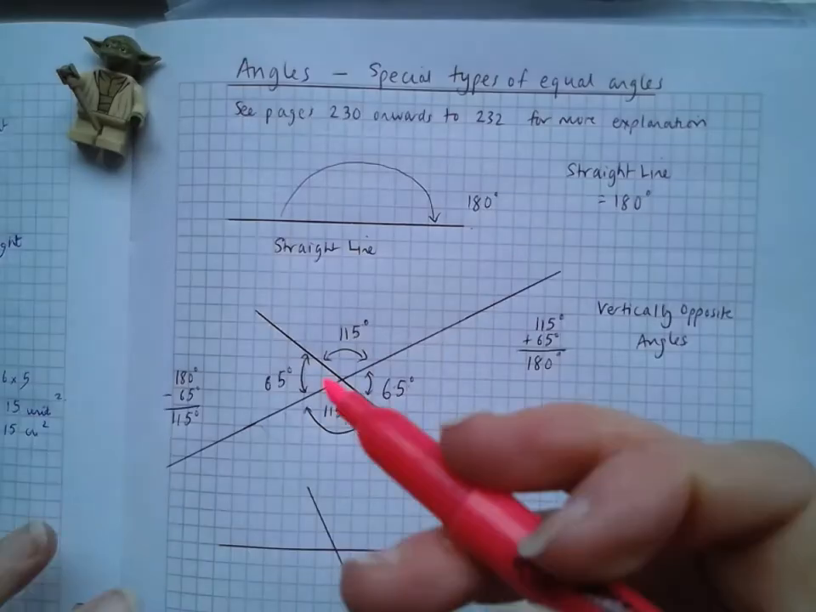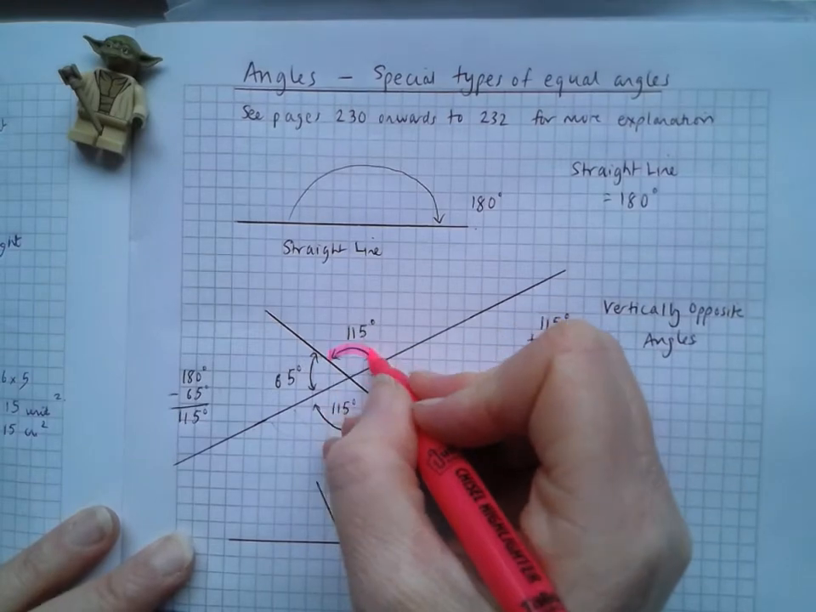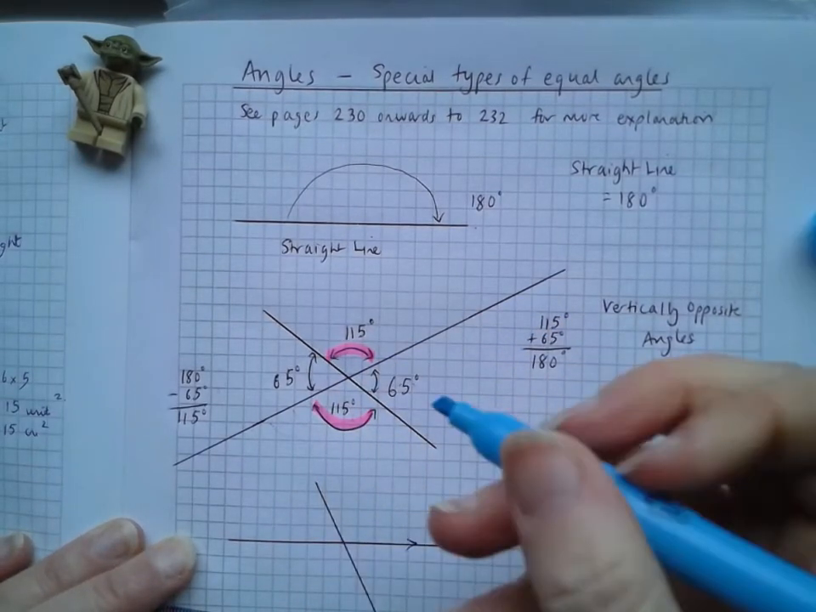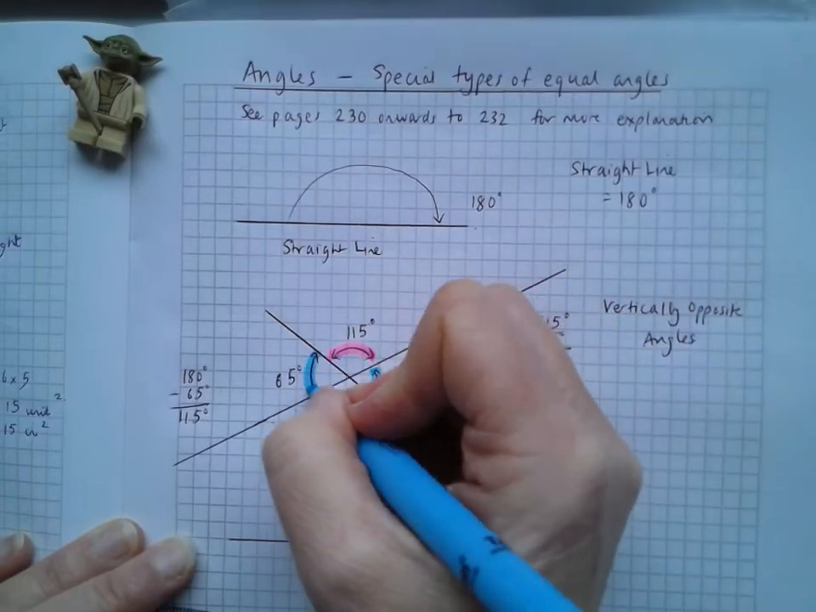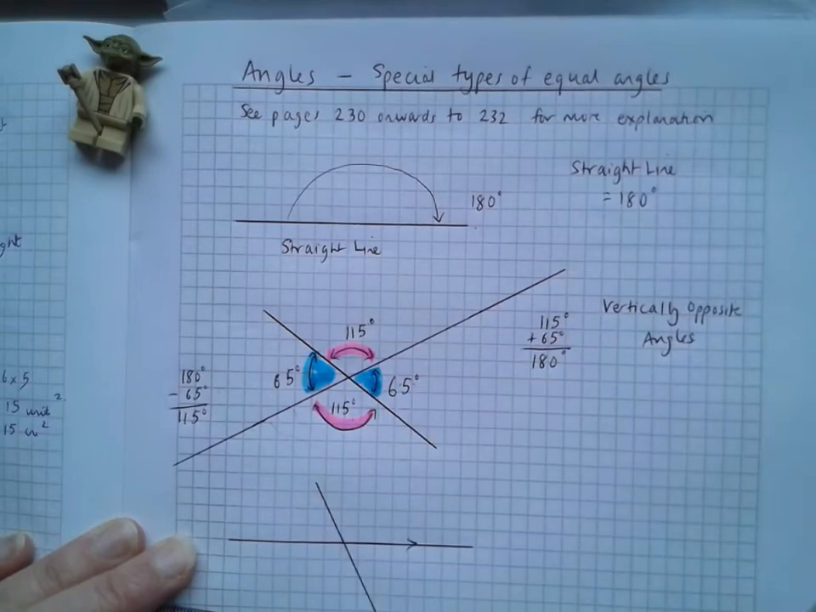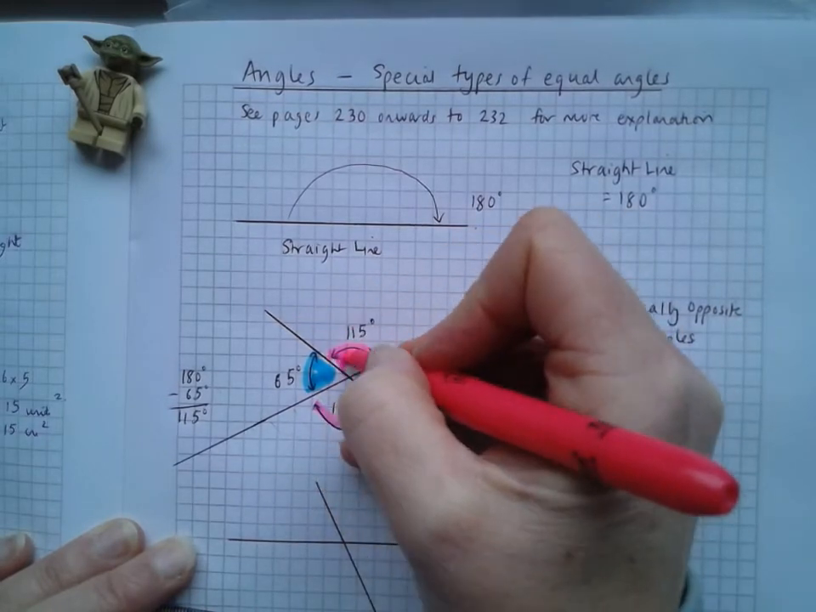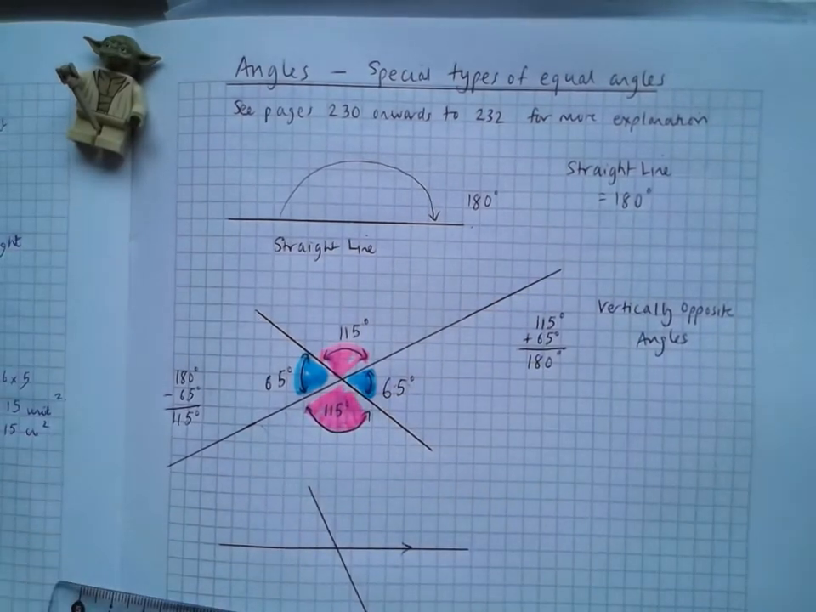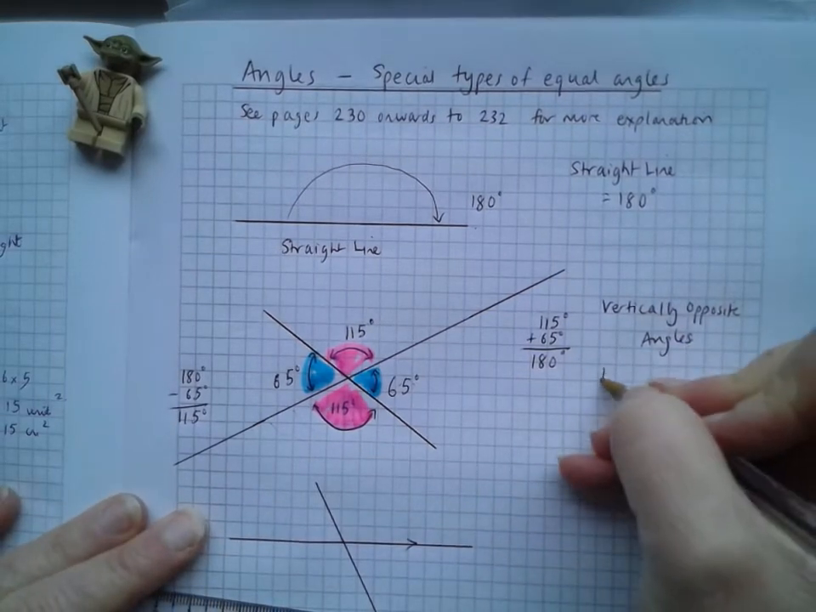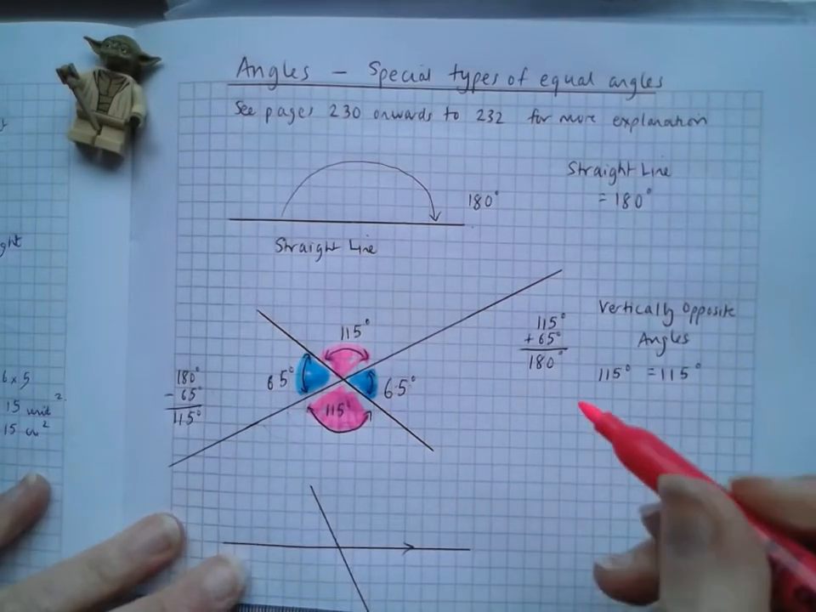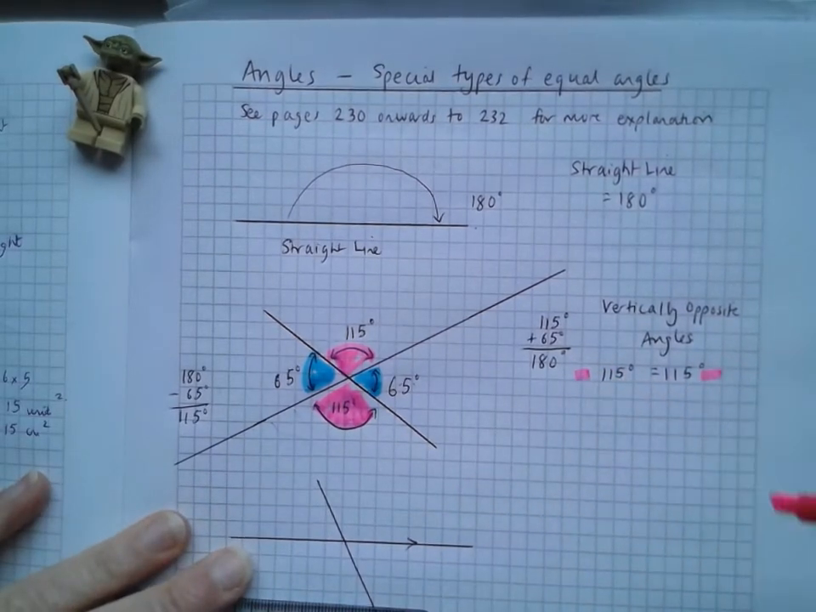We can see here this angle here is the same as this angle here, and this angle here and this angle here are the same. So this angle and this angle are the same, and this angle and this angle are the same. So these are called vertically opposite angles. So I know that 115 degrees is equal to 115 degrees, and that's the pink ones, and 65 degrees is equal to 65 degrees.